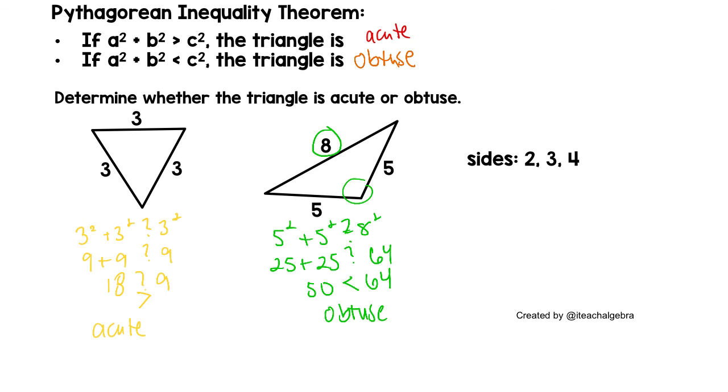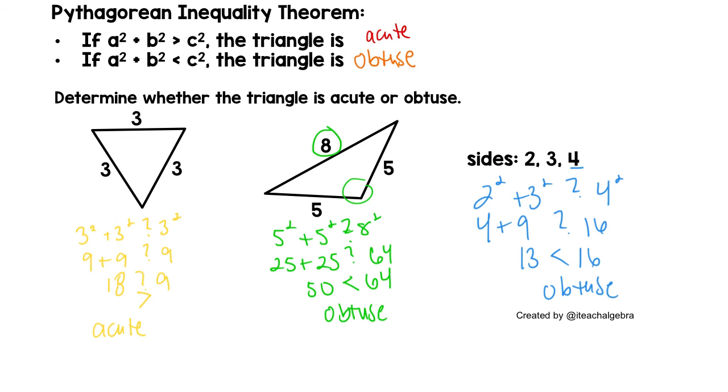Last one, sides are 2, 3, and 4. Biggest one's 4, so we'll make that C. We want to know what 2 squared plus 3 squared is to 4 squared. Well, that's 4 plus 9, and it's something to 16. 13 is less than 16, which makes this an obtuse triangle as well.